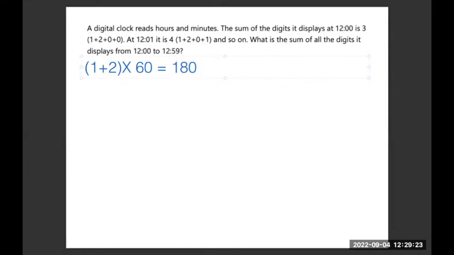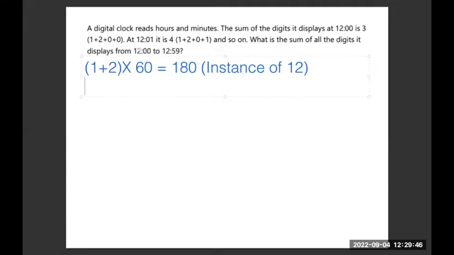So the instance of 12, okay? Number 12 happening. 60 instances will be there between 12:00 to 12:59 for number 12. The next one, the place where 01 comes.